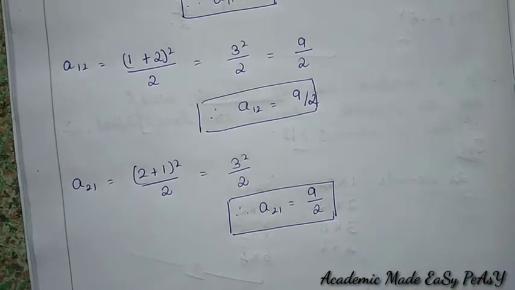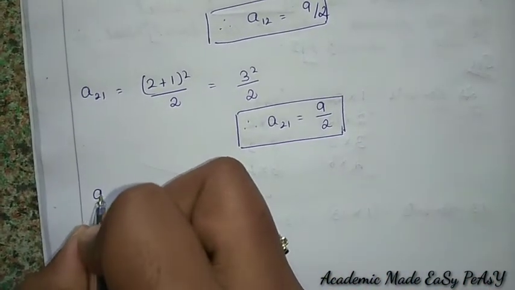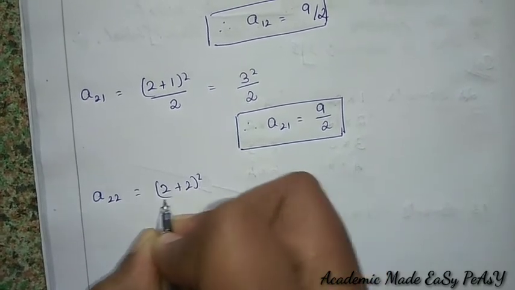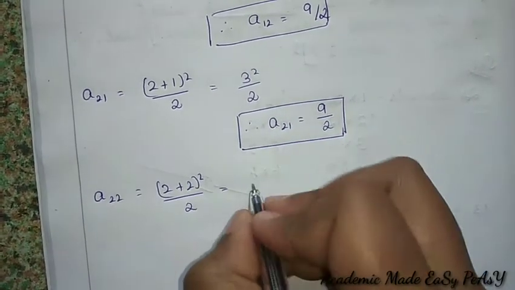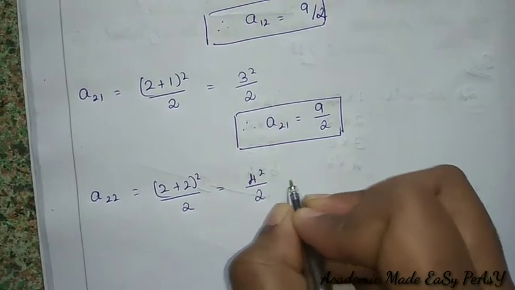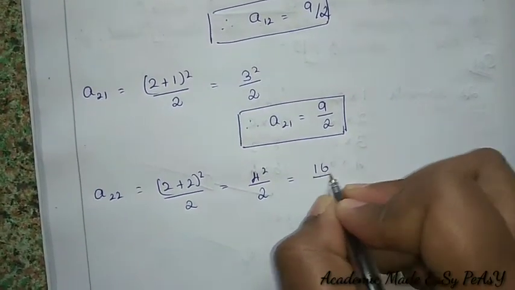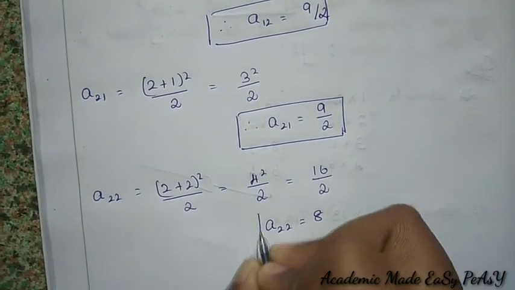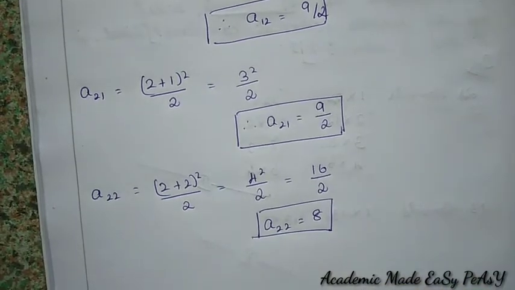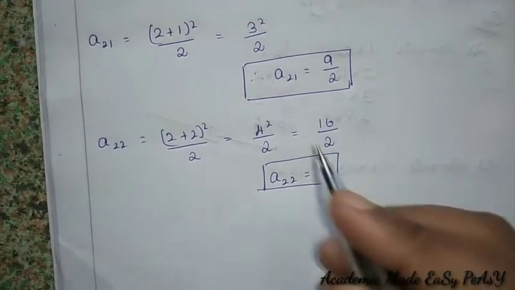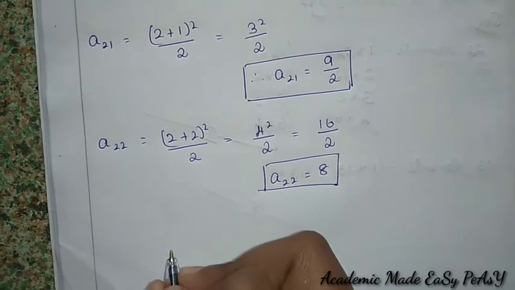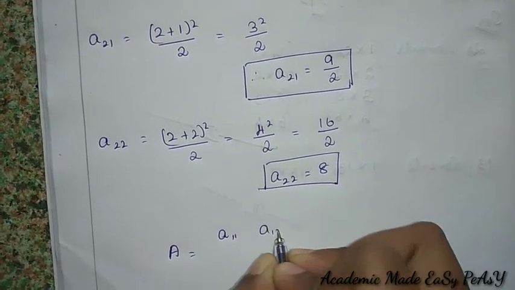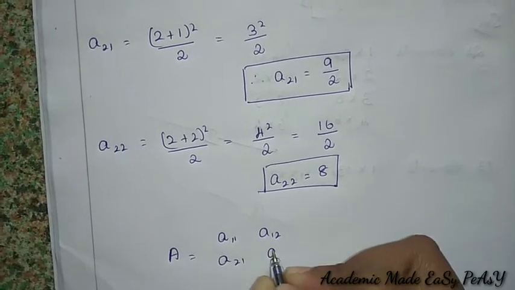This is my answer. Next one I will go for A22, which is (2 plus 2) the whole square divided by 2. So 4 square by 2 is equal to 16 by 2. So therefore A22 is equal to 8. So this is my answer for A22. So now I have to substitute the values in the matrix A. So A is equal to A11, A12, A21, A22.